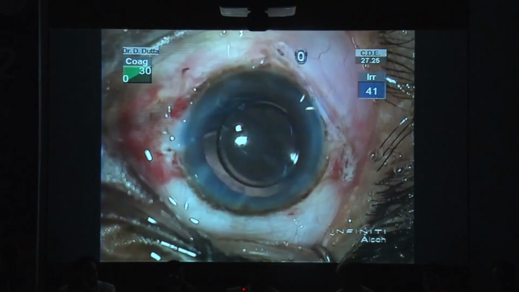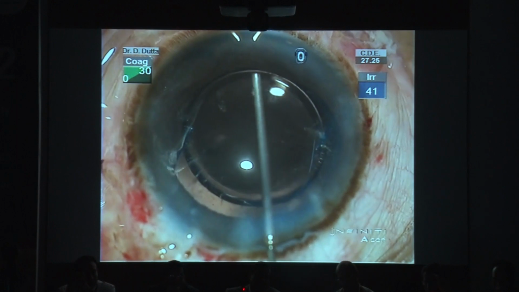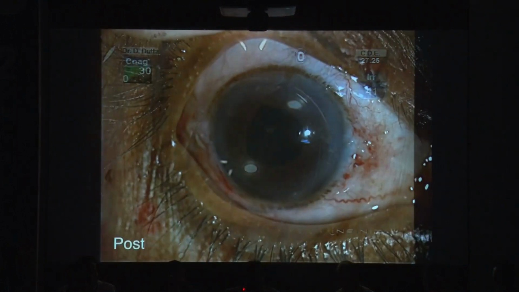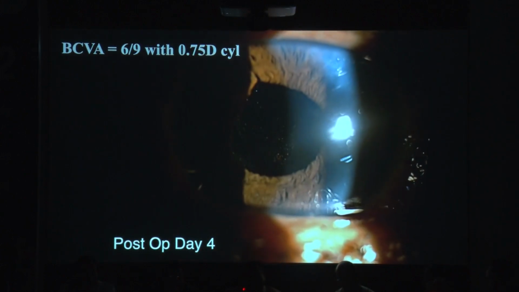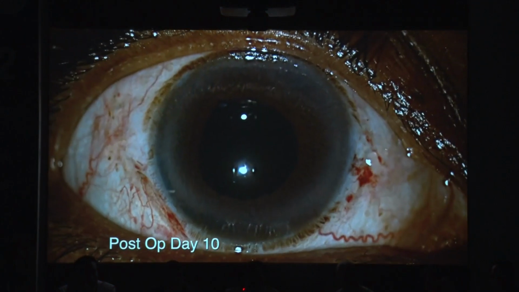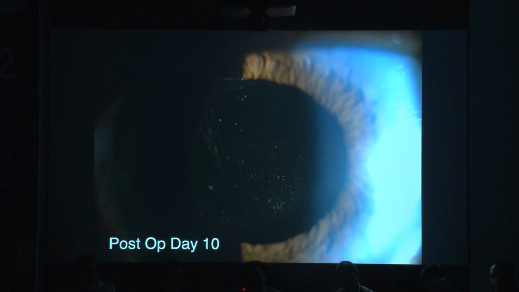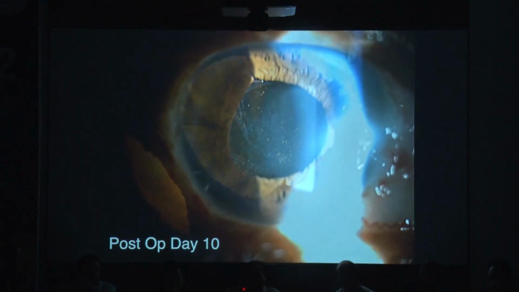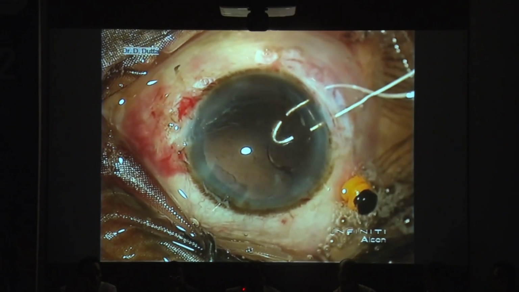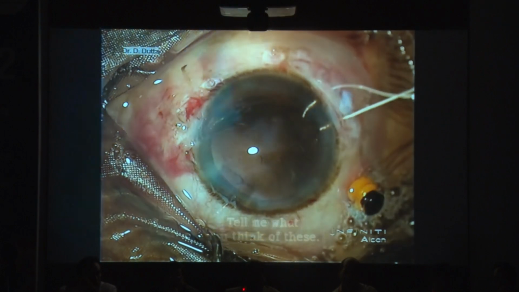You're doing fine. You can see 6/9 with 0.75 diopter cylinder. Thanks, doctor. You're welcome. This novel technique helps to kill both the dialysis at one go. Thank you very much.